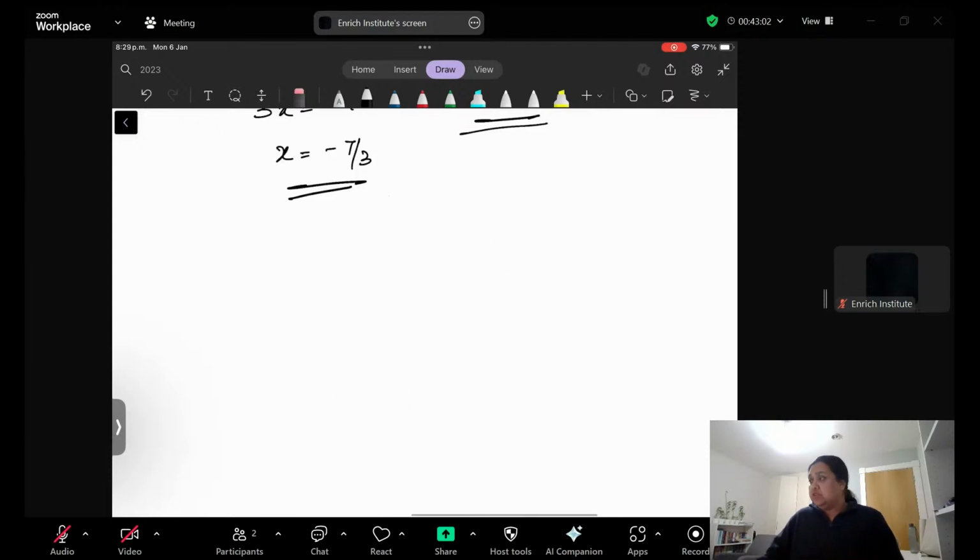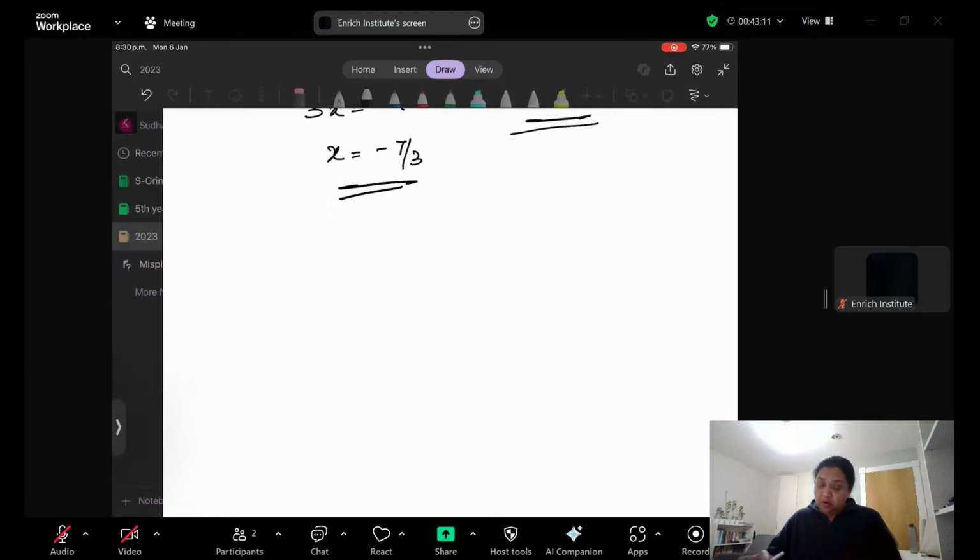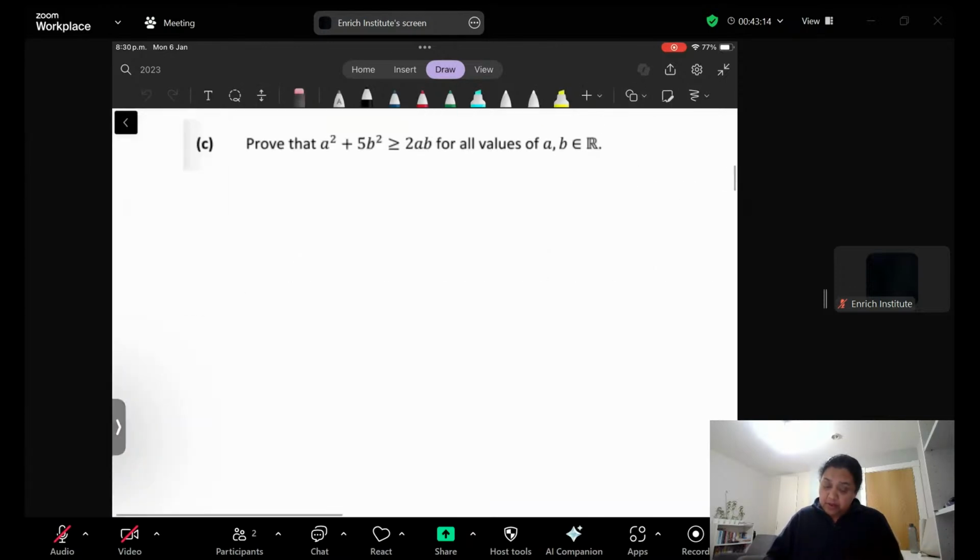Perfect. So this is modulus inequality. As soon as you see modulus, what do you do? You square it. Now let me go to that exam question I was talking about.